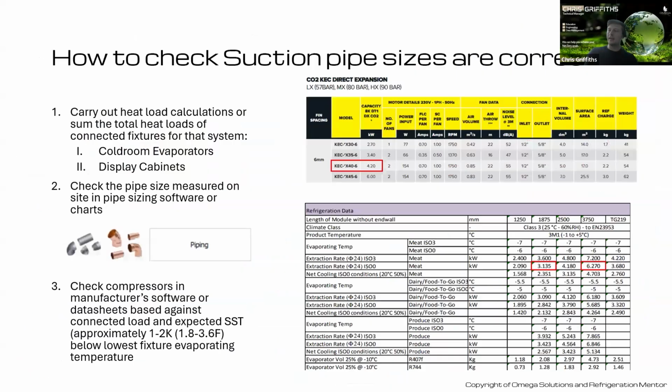So how do we actually check those pipe sizes are correct? We had that little table on the top of the last two slides. That's done in Danfoss Cool Selector, and that's what I'll be showing on the next several slides.